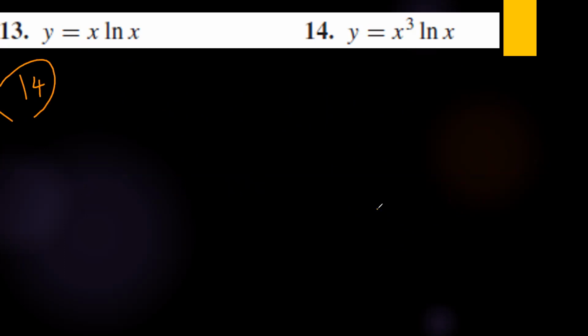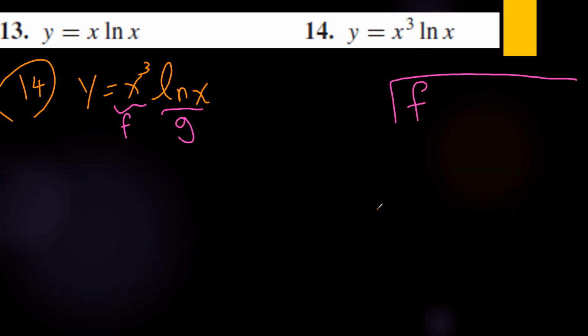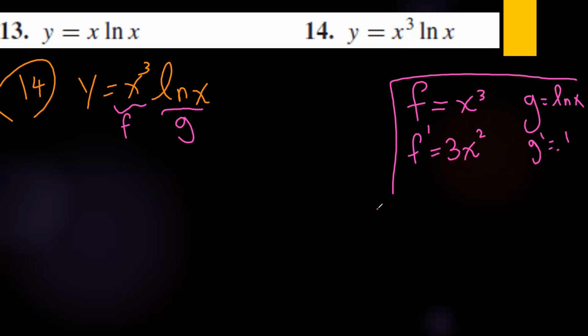Number 14, we have y equals x cubed ln of x. So we assume that this is f and this is g. If f is x cubed, f prime will be 3x squared. And if g is ln of x, g prime will be 1 over x. So after we find f, f prime and g prime, we have to use the product rule, which is f g prime plus g f prime.